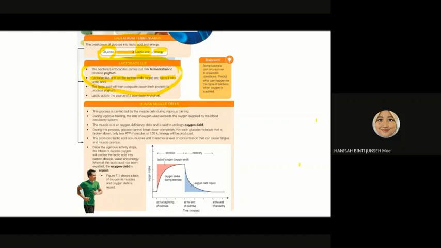Okay, and why is yogurt so sour in taste? Kenapa masam? Because of the lactic acid. You know, acid kan masam. So why does yogurt have a sour taste? Because it's lactic acid. Now you can tell your family or your parents, well, I know why yogurt is sour, masam, because it's lactic acid.